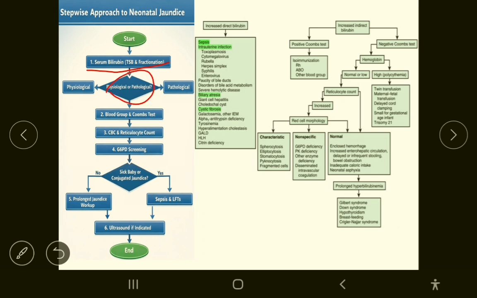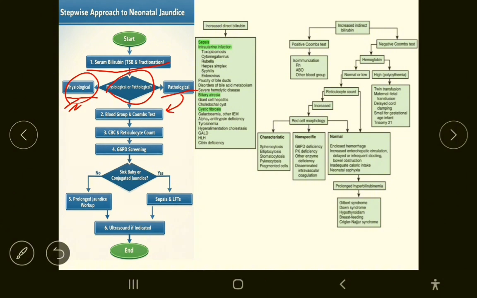Decision point: physiological or pathological. At this stage, we assess whether the jaundice is physiological or pathological based on age of onset, level of bilirubin, rate of rise, and clinical condition of the baby. If the jaundice is physiological, no further investigation is required and we continue observation. If it's pathological, we proceed further.